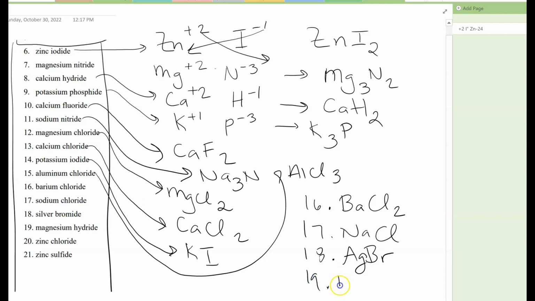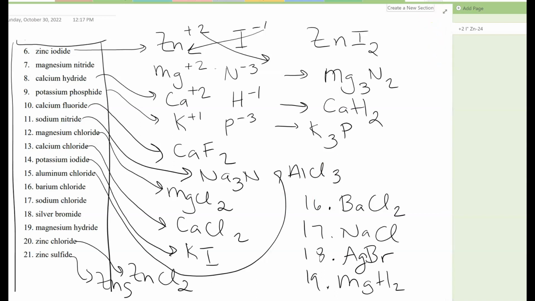Magnesium hydride, MgH2. Again, magnesium is a group 2 metal, +2. Hydride is -1. Zinc chloride. Again, Zn is one of the transition metals that's always +2. And then zinc sulfide is ZnS. So that's the way we're going to name the binary compounds and put them together.